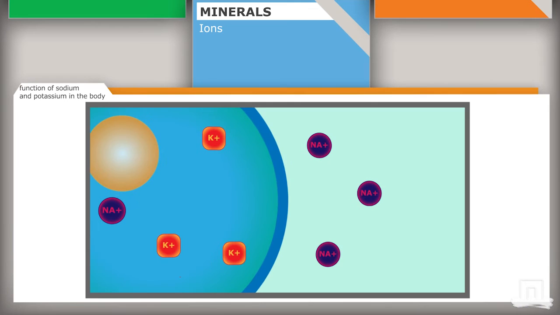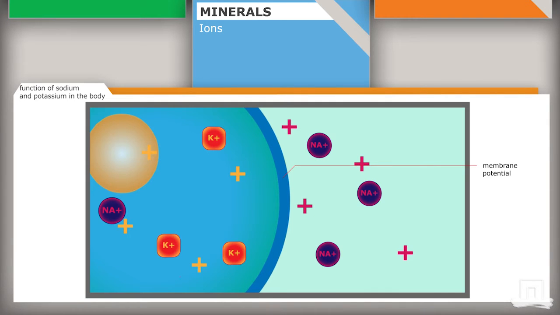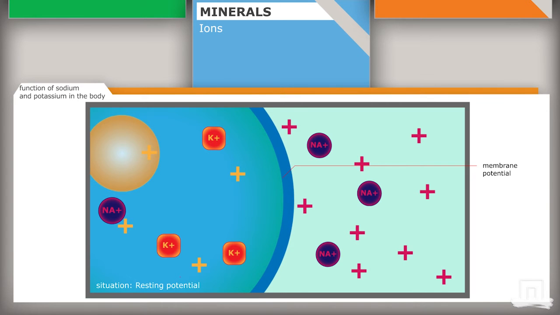The differences in the concentrations of sodium and potassium across the cell cause a difference in charge between the inside and outside of cells, which is known as the membrane potential. Normally, the outside of the cell is a little bit more positively charged as compared to the inside. We call this situation the resting potential.